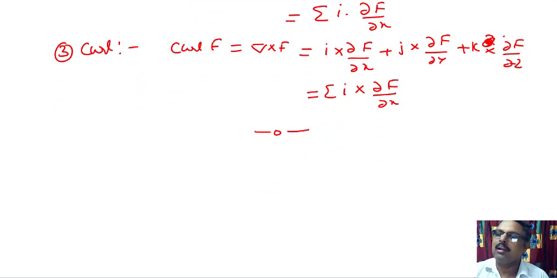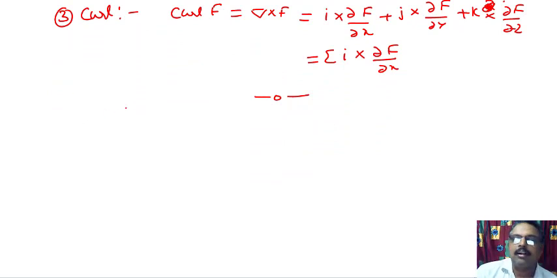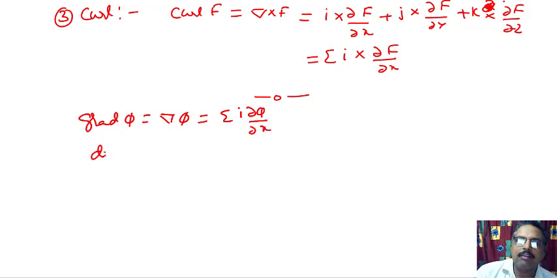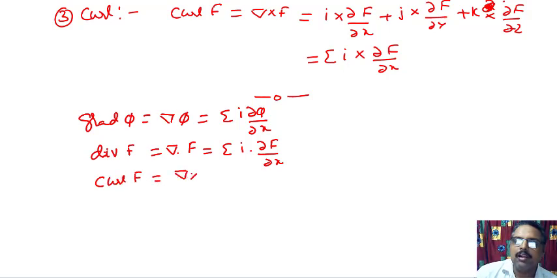Okay. Briefly I will write again, just for understanding. Gradient of phi equals del phi equals sigma i dou phi by dou x. Divergence of f equals del dot f equals sigma i dot dou f by dou x. Now curl f equals del cross f equals sigma i cross dou f by dou x.